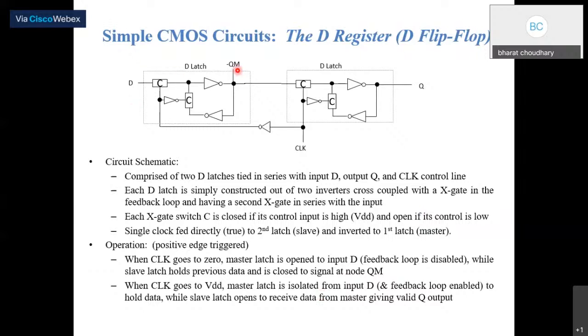Now in this case, the master latch is isolated, meaning that whatever is at the output stage of the master stage will directly reflect to the slave stage, meaning the input D holds the data while the slave latch opens to receive data from the master, giving a valid Q output. So this is all about the operation of the positive edge triggered register, which is also called a flip-flop.